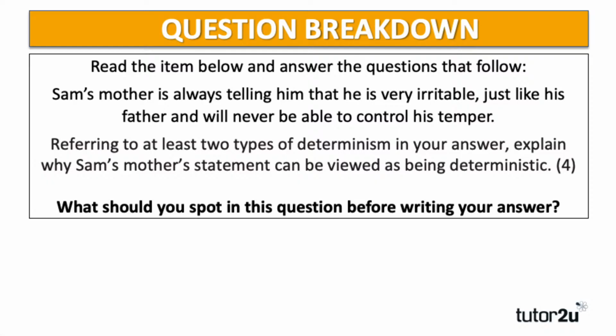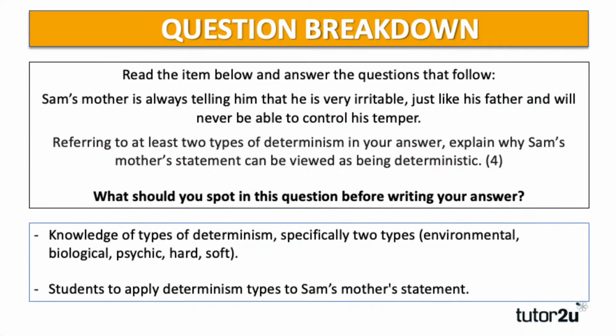Yeah. Have we just had this on the same scenario but a different question? And this is really good about issues and debates, because you can often take a little scenario or a news item or a piece of research and apply all the debates to it, can't you? So same as the one earlier, we've got Sam, but this time we're asking, referring to at least two types of determinism in your answer, explain why Sam's mother's statement can be viewed as being deterministic. What should you spot? Same things as earlier, I'm hoping you identify. So you've got to apply it.